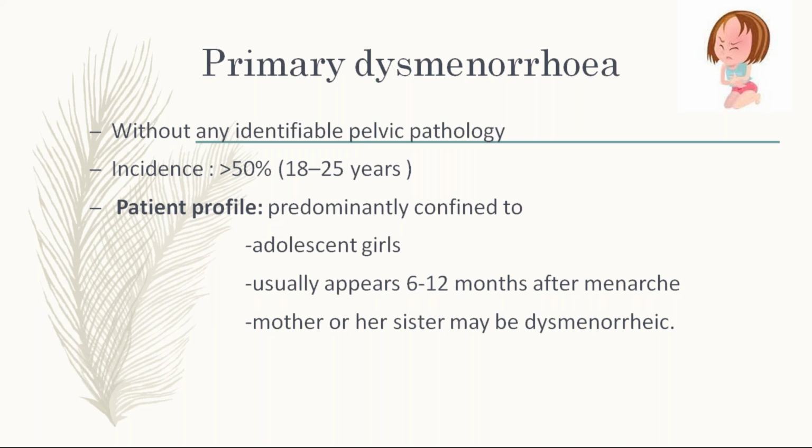Coming to primary dysmenorrhea, without any identifiable pelvic pathology: incidence, this is the more common type, more than 50%, and the age group is 18 to 25 years. Patient profile is predominantly confined to adolescent girls, usually appearing 6 to 12 months after menarche. Mother or her sister may have dysmenorrhea.